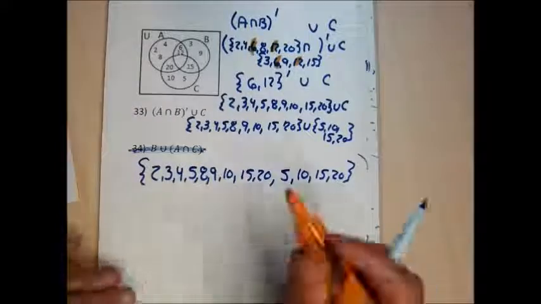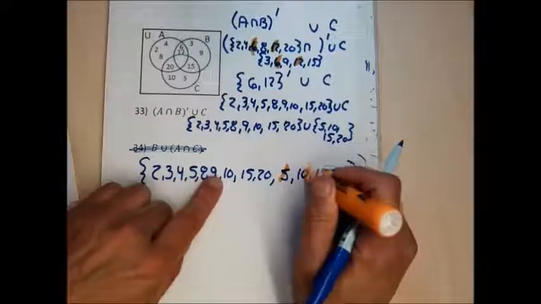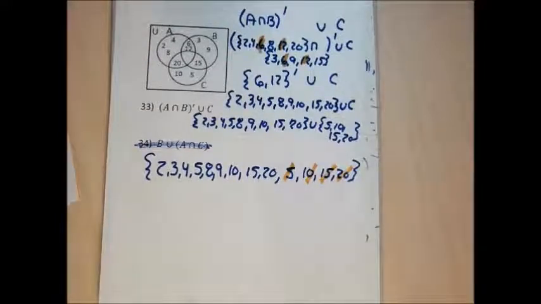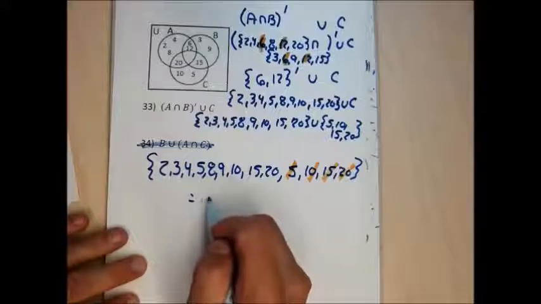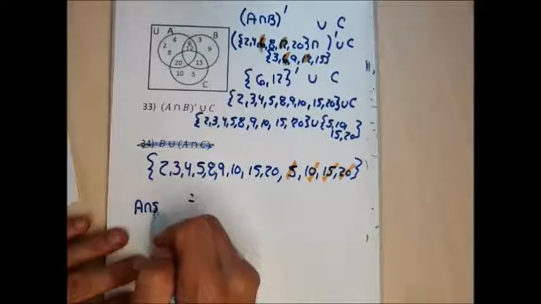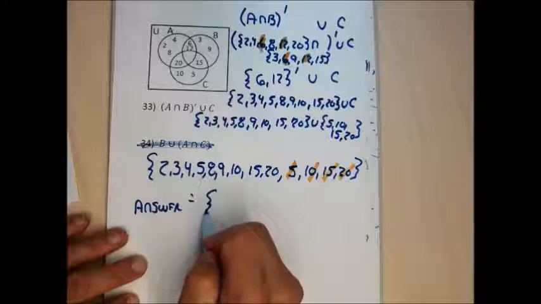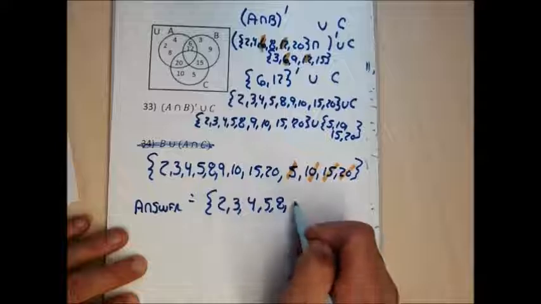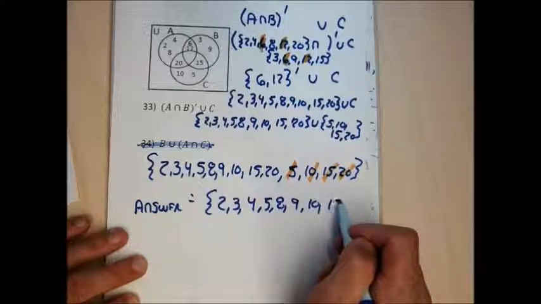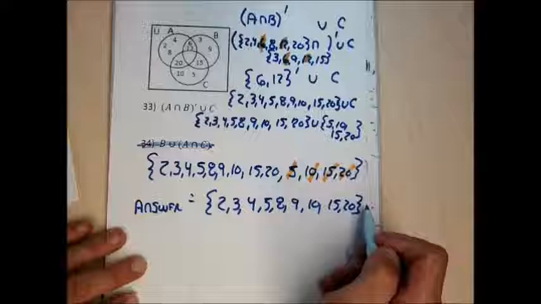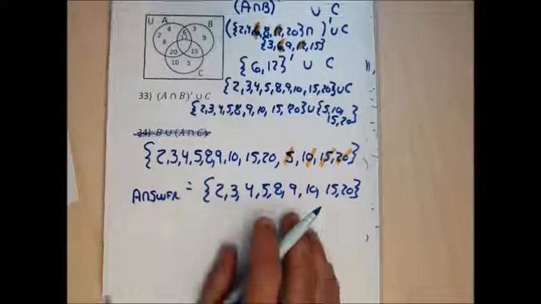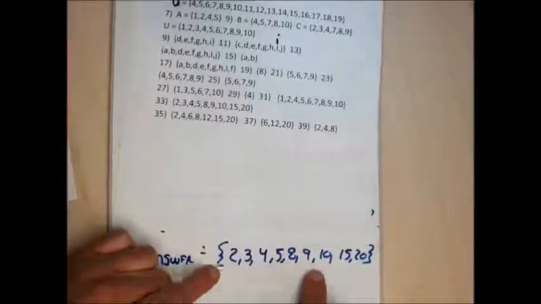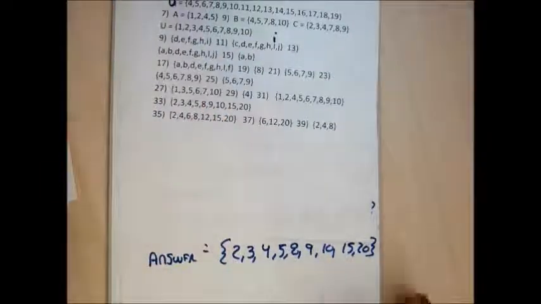Any duplication I'm going to cross out. There's 2 5s, there's 2 10s, there's 2 15s, there's 2 20s. And I'm going to write down what's left after I get rid of the duplication. This will be my answer to problem 33. It's going to be the set containing 2, 3, 4, 5, 8, 9, 10, 15, and 20. Feel like I've made a mistake, but I could always check. So 33, 2, 3, 4, 5, 8, 9, 10, 15, and 20, it feels good.